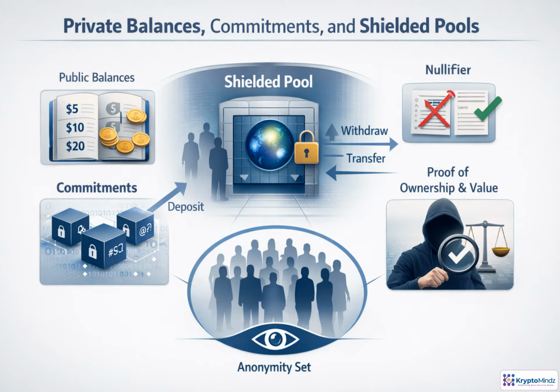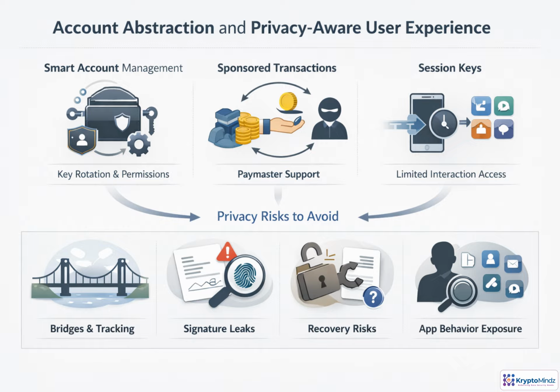Account abstraction can make privacy feel normal instead of fragile. Smart accounts can rotate keys, set permissions, and separate identities across workflows. Sponsored transactions can hide direct gas payment links, although the paymaster may still learn metadata, so trust assumptions matter. Session keys reduce exposure by limiting what an app can do and for how long. The design principle is simple. Make the private path the default path, because bridges, signatures, recovery, and app behavior can silently reconnect identities.